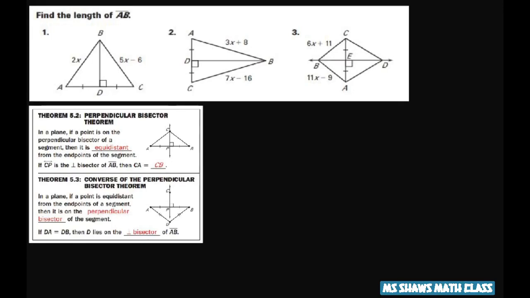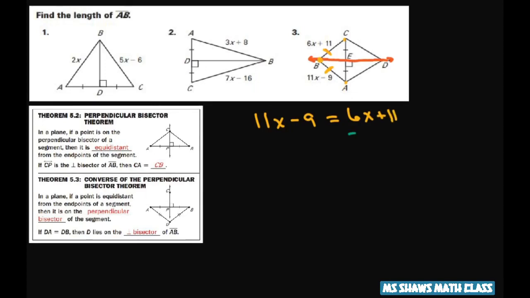This is your perpendicular bisector. So that means these two sides, since B is a point on the perpendicular bisector, then it's equidistant from these two. So that means these two sides are the same. So we have 11x minus 9 equals 6x plus 11.